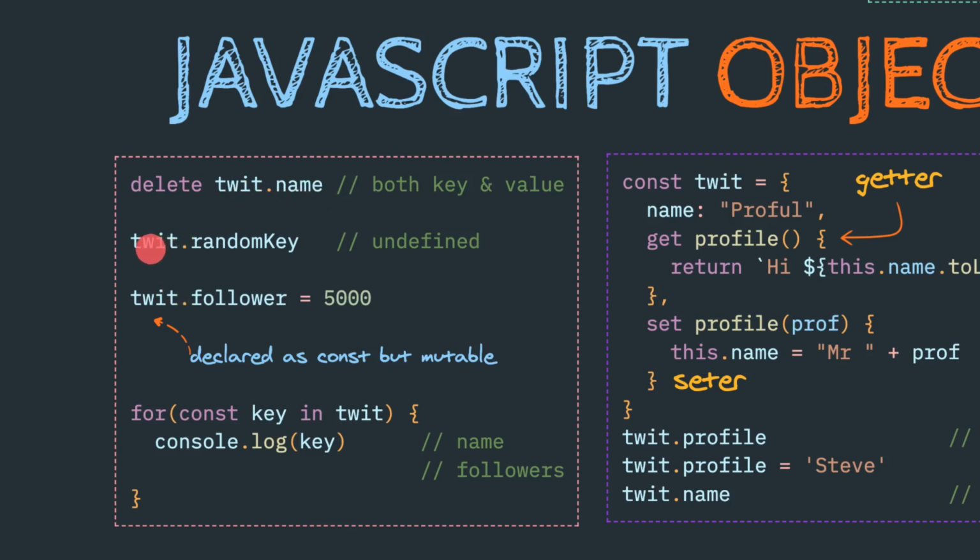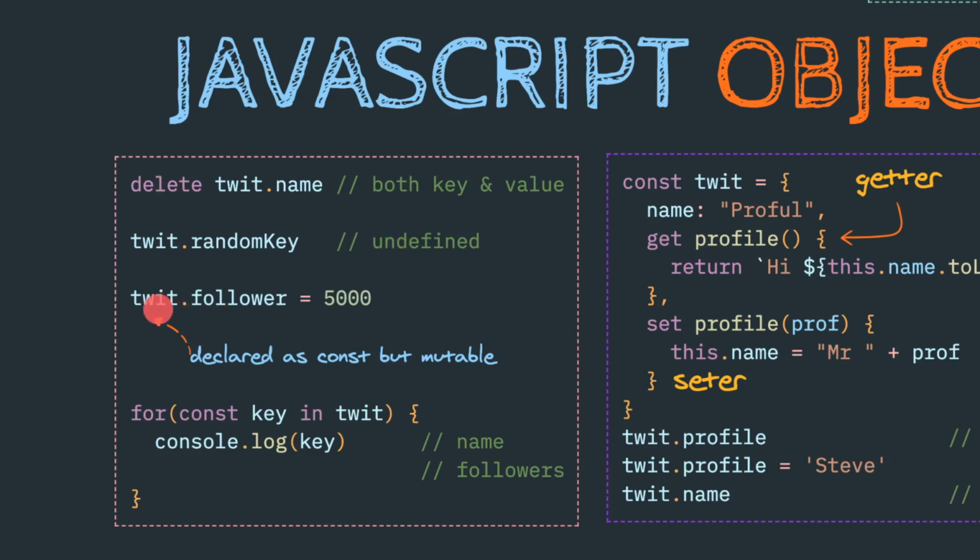Okay, let's say we try to access tweet.randomKey, which is a non-existing property. It will give undefined. But if you try to do tweet.randomKey.something, then it will lead to an error.